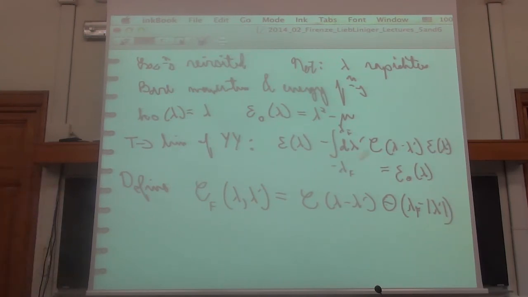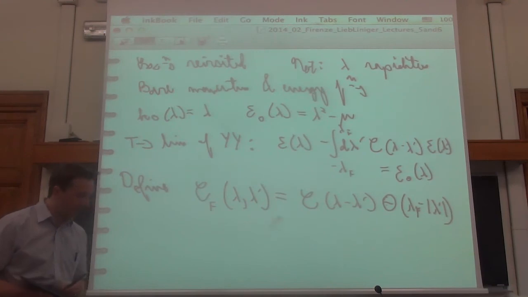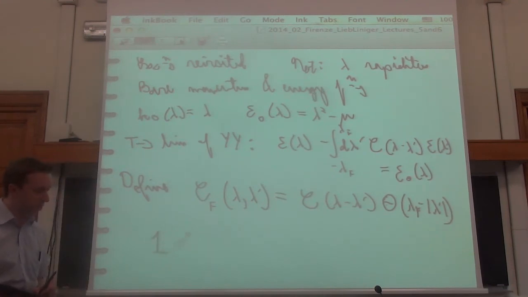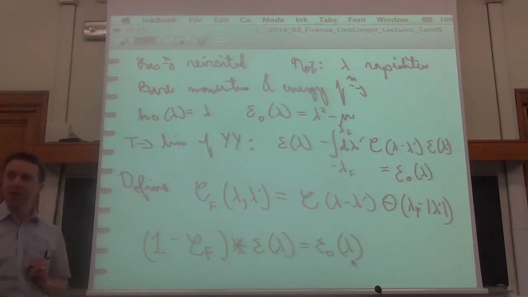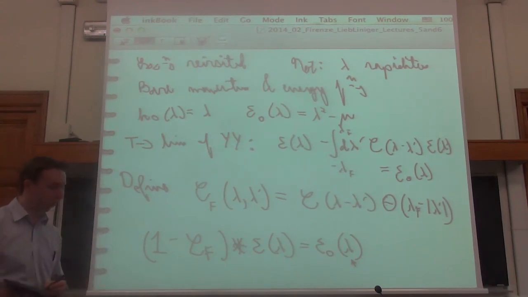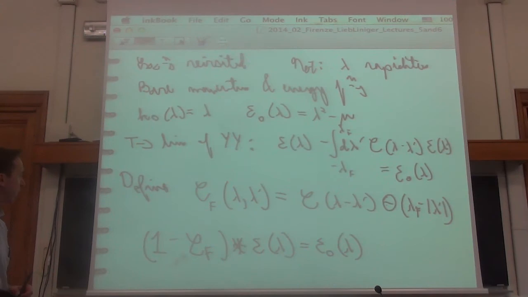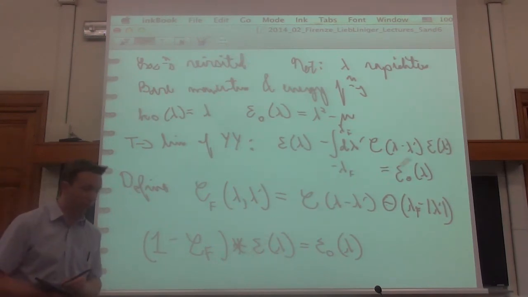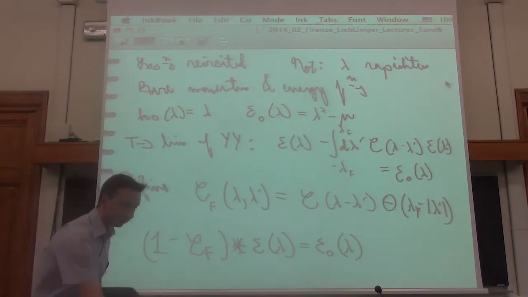So what we can do is just rewrite this equation here in the following way. We say that it's just 1 minus C_F convolved into epsilon of lambda is equal to epsilon 0 of lambda. Okay? So now the fun fact. What we do with this is that we want to invert this integral operator here. So we'll just introduce some notations for this.